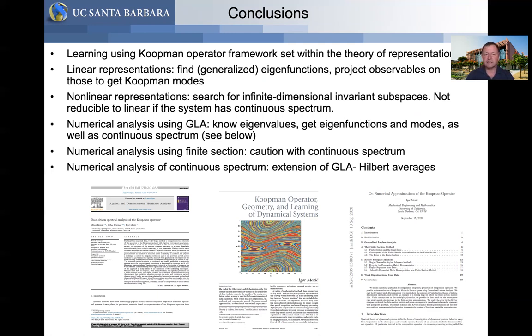I've discussed the numerical analysis. Using generalized Laplace analysis, we need to actually compute the eigenvalue somehow, and then get eigenfunctions and modes, and then we would get a linear representation out of that. Now we can also get a hold of continuous spectrum, which of course requires nonlinear representations, using these Hilbert averages. And then numerical analysis using finite section, there are precise conditions on which it converges, but continuous spectrum is very tricky to obtain using those.